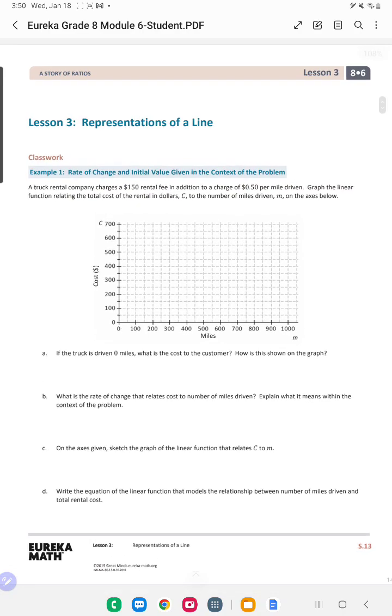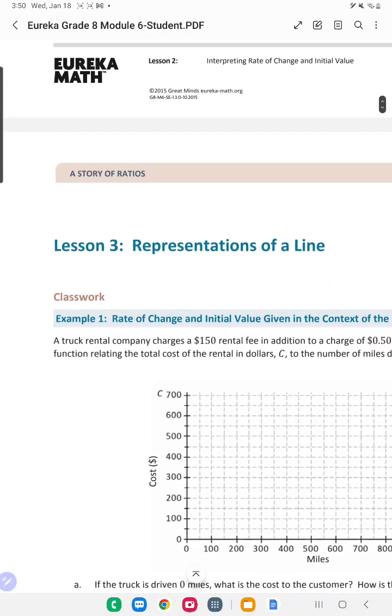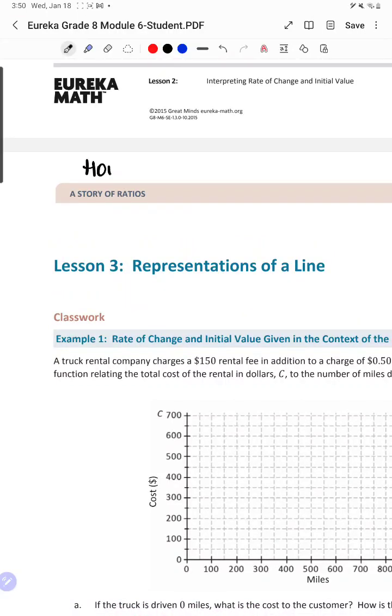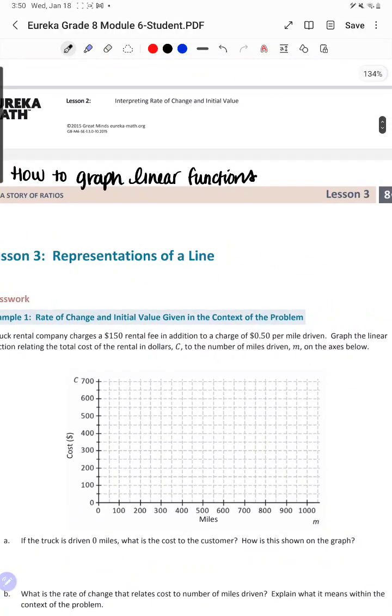Okay, so today what we're going to be talking about is how to graph linear functions, which we should already pretty much know how to do. This isn't going to be too tough. It's just y equals mx plus b, where you graph this part first and then the slope after, right? You graph the y-intercept first and then you graph the slope after, which we already know.